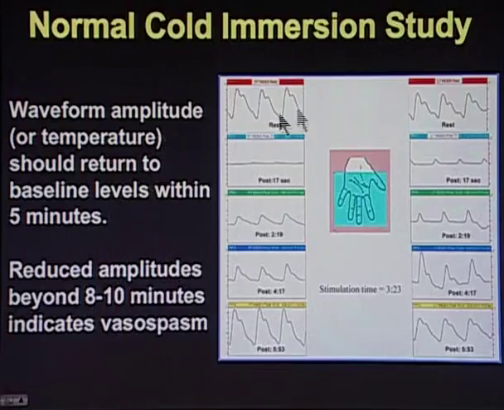Here's a normal study showing the resting digit of one hand and the other hand. This is the right index finger, this is the left. Immediately post-submersion, there is essentially almost a flat line here. So there's a vasoconstriction taking place, which we expect to find in a normal patient. And then after 2 minutes, the waveforms are coming back to some amplitude. At 4 minutes, and then at 6 minutes here, the waveforms have come back to an amplitude that matches the pre-submersion levels. So that's a normal response to cold submersion.